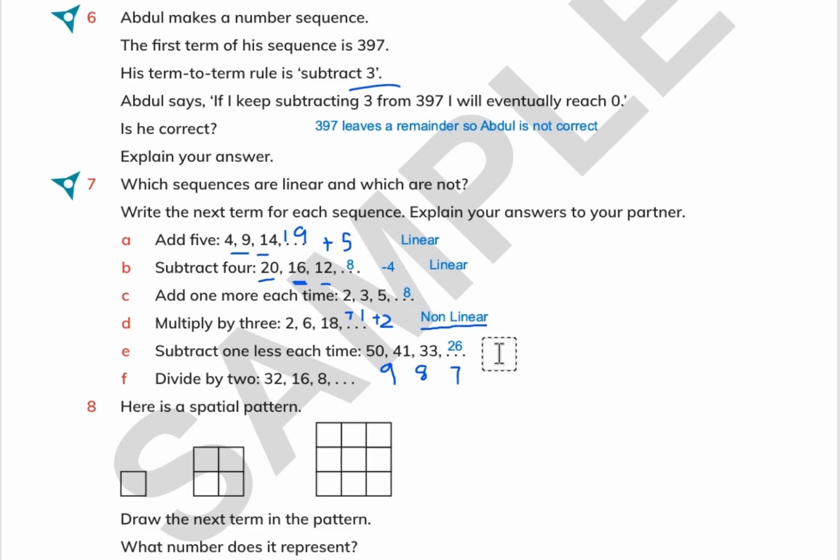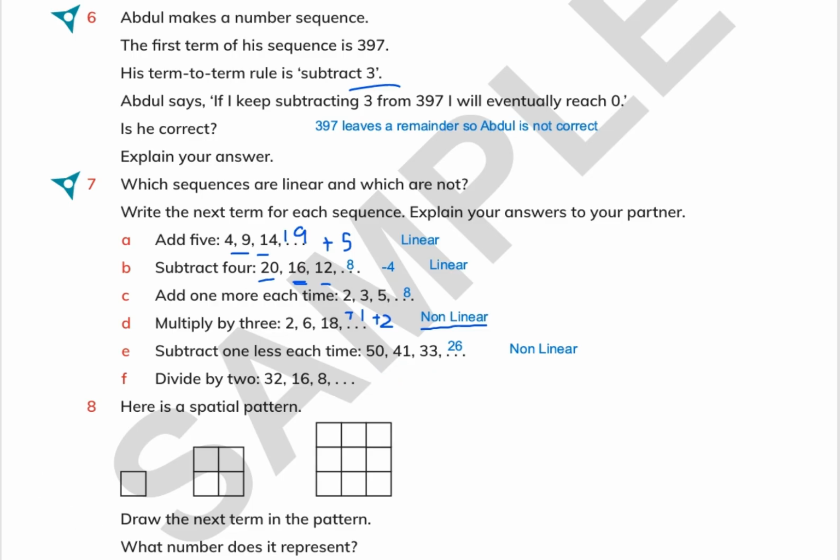So this is also a non-linear sequence because the difference between each consecutive term is not the same each time. It is different every time. Here it is minus 9, then minus 8, then minus 7. So the difference is not the same, so the sequence is a non-linear sequence.